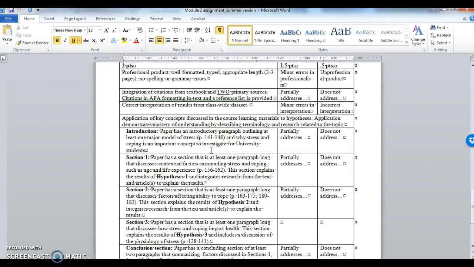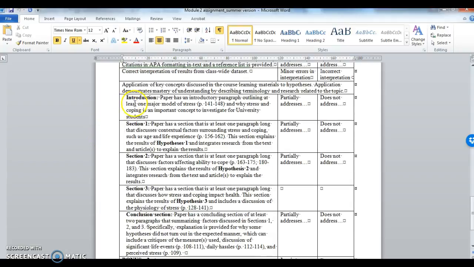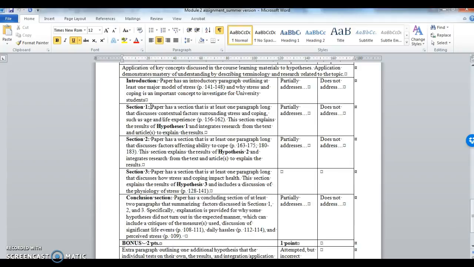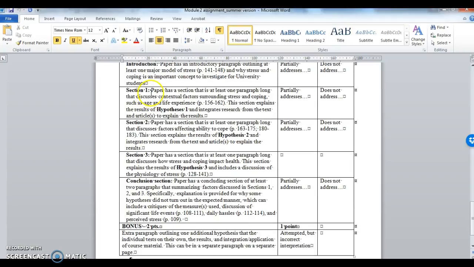Please be sure you're looking at the rubric so you know exactly what we expect. We expect at least 2 primary sources, so you're going to find at least 2 articles to pull in. You need to provide at least a 5-paragraph paper. The introduction will have you outlining at least 1 major model of stress and why it's important to investigate stress for university students. For the second paragraph, you need to cover hypothesis 1.